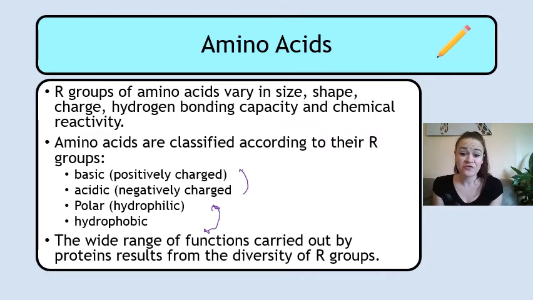Remember, the wide range of functions carried out by proteins is a result of the diversity of R groups within that protein. So you could have a protein that is primarily made up of basic amino acids. Or you could have a protein that's primarily based on hydrophobic amino acids. Or you could have a protein that has an equal mixture of all 4 types of amino acids. Or you could have a protein where all the acidic amino acids are at one end and all the polar amino acids are at the other end. This is going to dictate the function of that protein and how it folds.